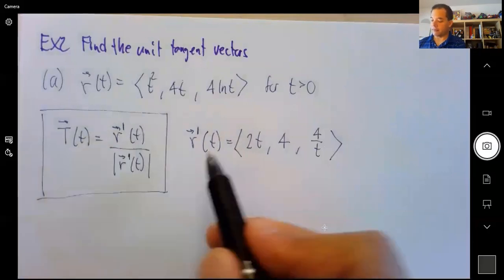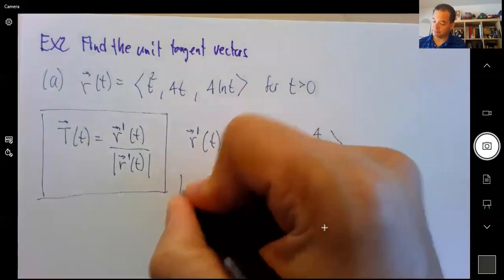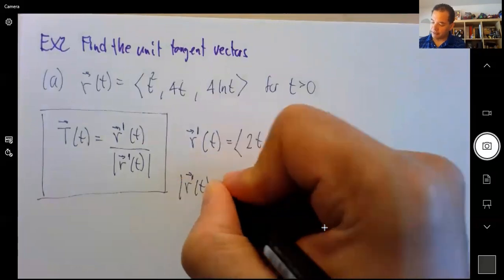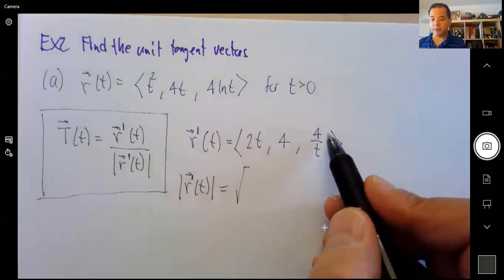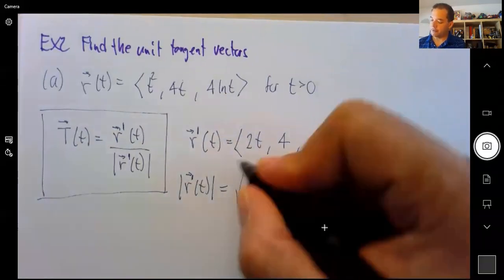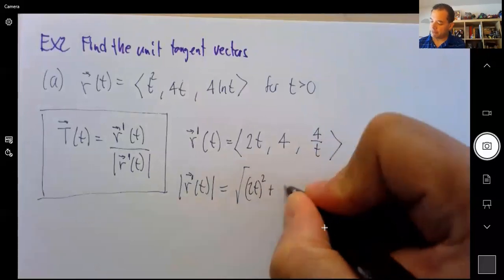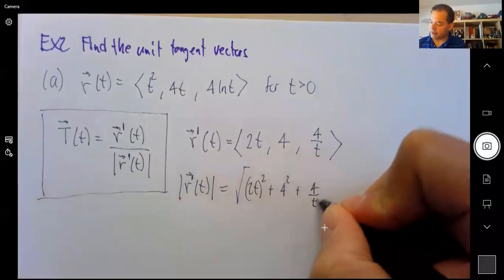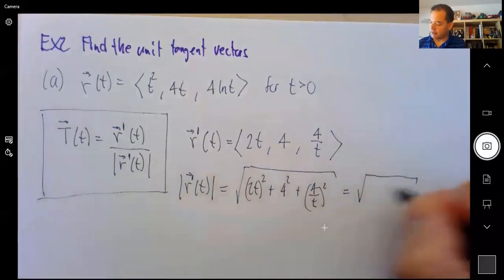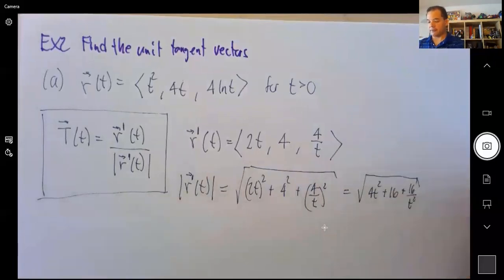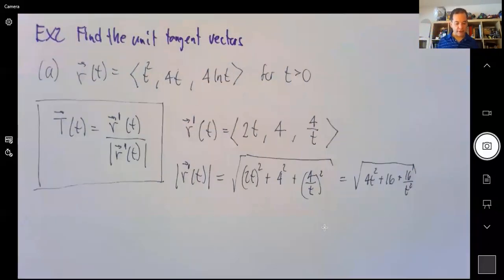Step number 2, get the magnitude. How do we get the magnitude of a vector? It's the square of each of the components, add them up, and then take the square root. So it's (2t) squared plus 4 squared plus (4 over t) squared. And this becomes 4t squared plus 16 plus 16 over t squared. Right? Okay, great.